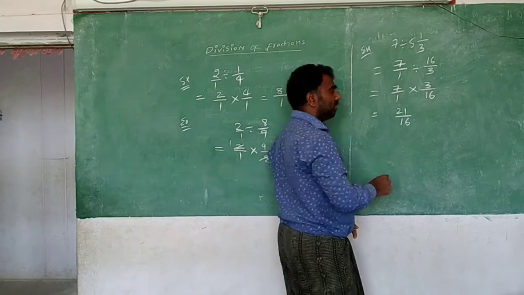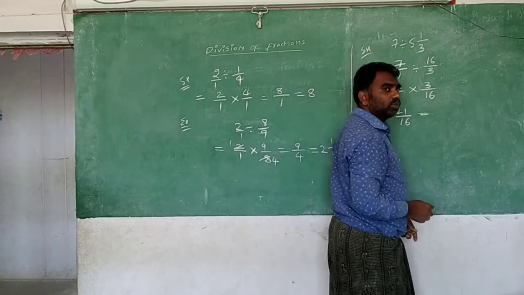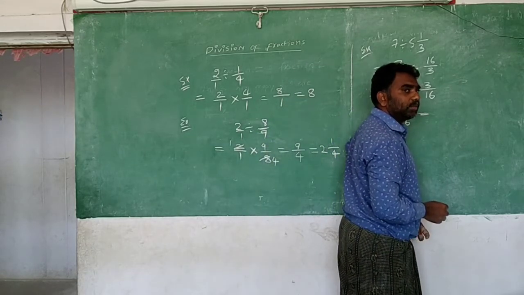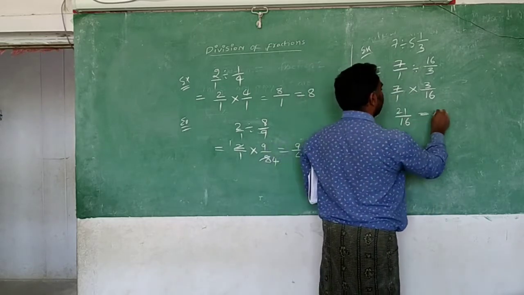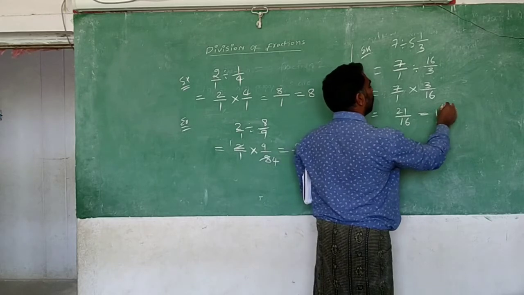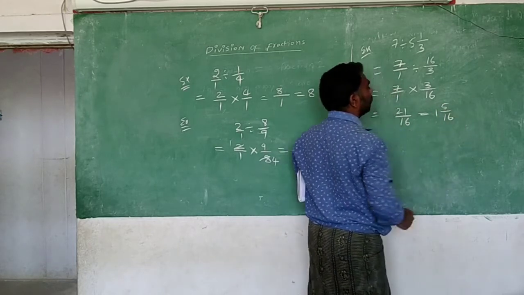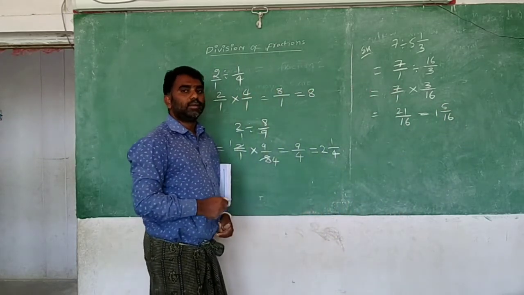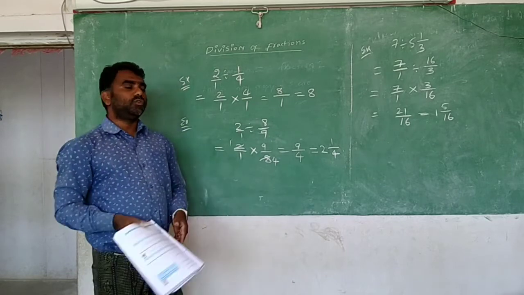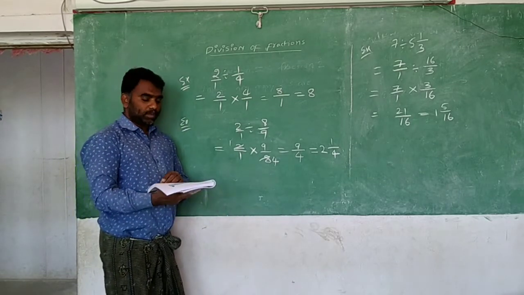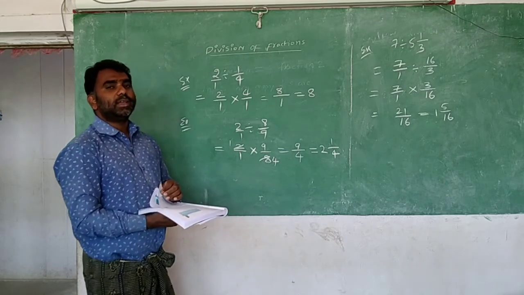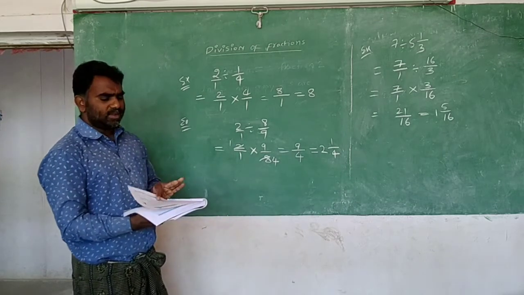And you see it is an improper fraction. So we will convert this improper fraction into mixed fraction. 16 1s are 16, 5 left here. So this will be the answer. So this is the way of division. Different examples I am giving to you, reminding you all that you need to do in this method. Very easy method.